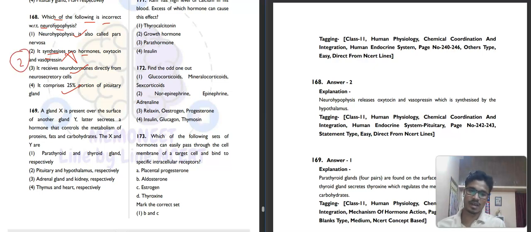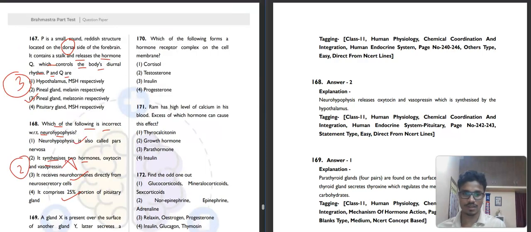Then question number 169. A gland X present over the surface of another gland Y secretes a hormone that controls the metabolism of proteins, fats and carbohydrates. The X and Y are? So X is the parathyroid gland and Y is the thyroid gland. Yes. So the first option will be your correct answer for this question. Then question number 170.